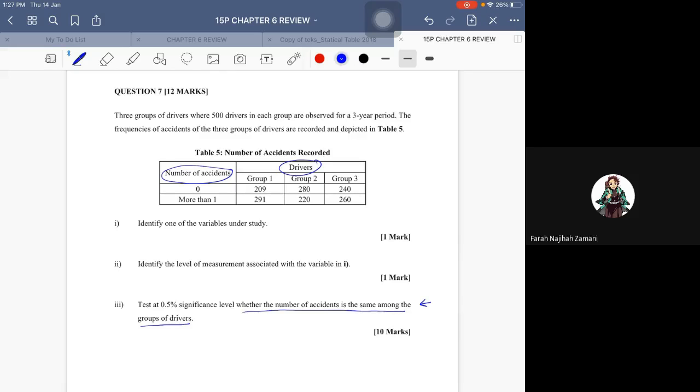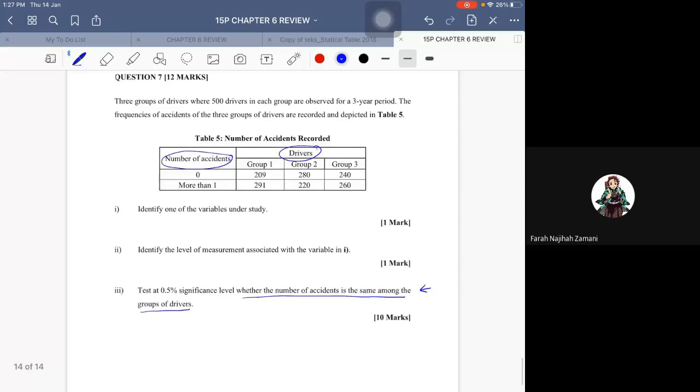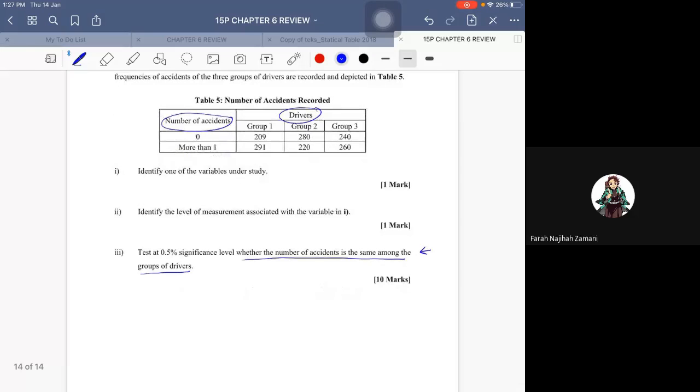If you're not sure what the hypothesis is going to be, for example, here it says whether the number of accidents is the same among the group of drivers. So group is going to be our main focus. The group is going to be our proportion. So how many groups are there? There are going to be 3 groups, meaning that your proportions will be pi 1, pi 2, and also pi 3.